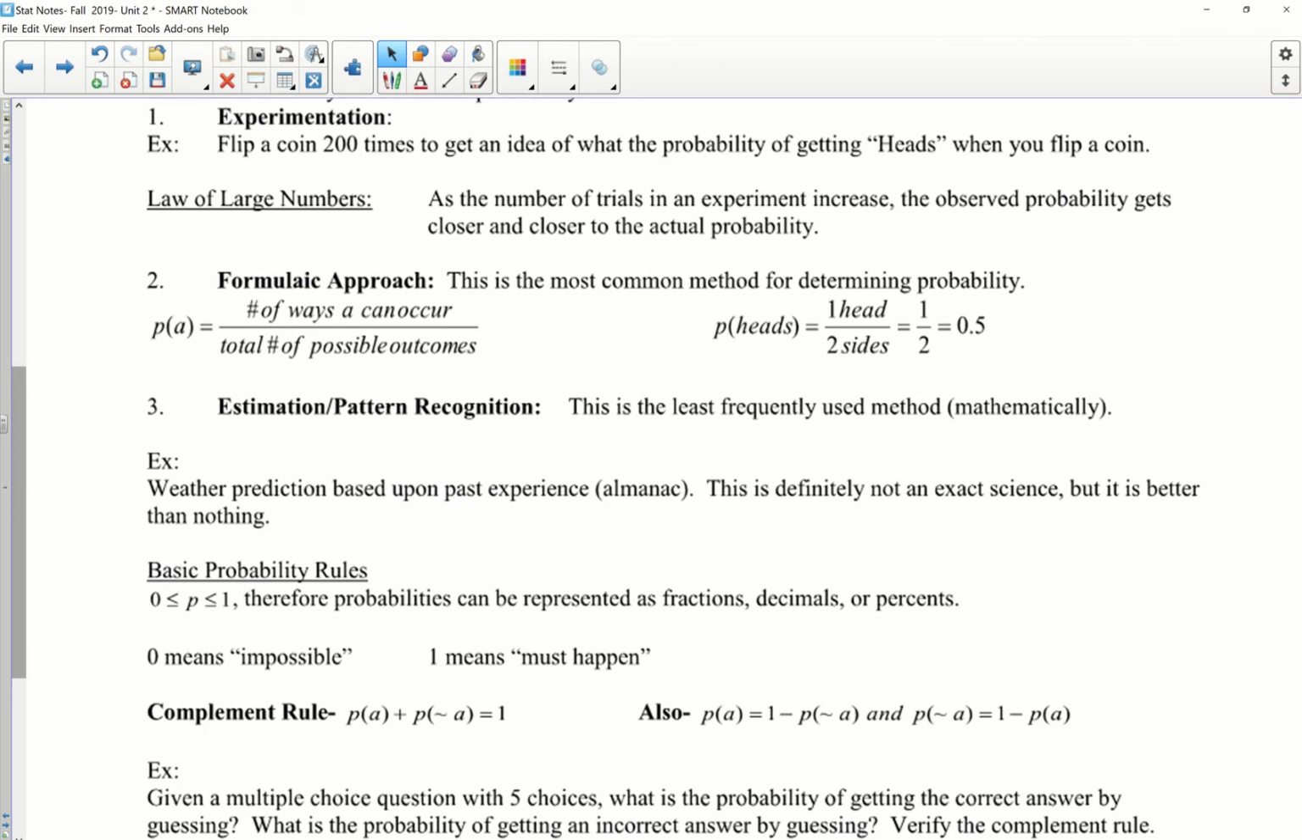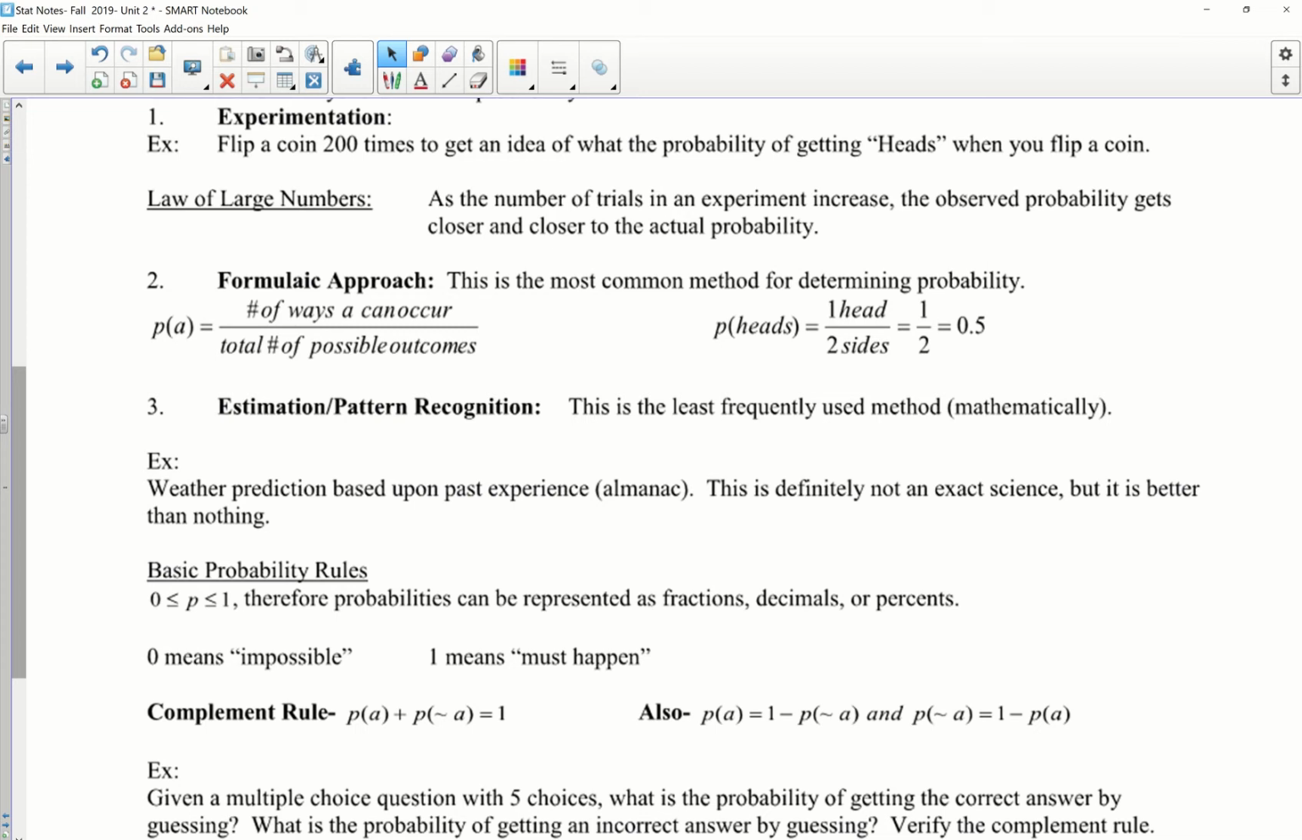So with that being said, the formulaic approach, how often is that going to work in the real world? Not often. I mean, what's the formula for determining the probability that somebody is going to do something terrible or do something wonderful? That's not how it works. It's all data analysis, right? So the experimentation and estimation, pattern recognition.